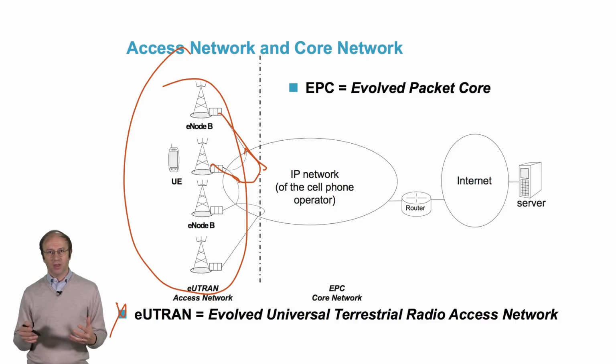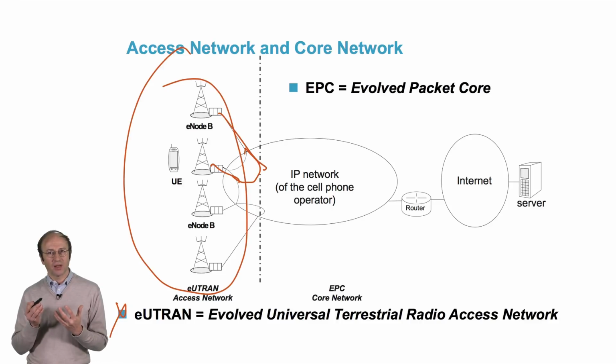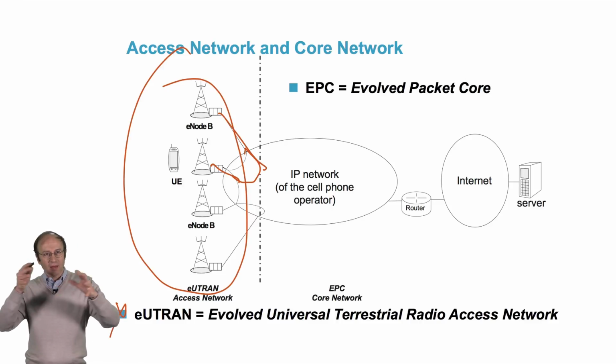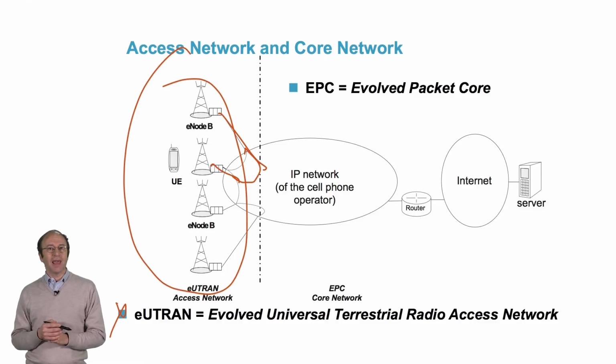In summary, in a 4G mobile network, there is a set of eNodeBs spread out over a large territory. Each eNodeB is equipped with antennas. eNodeBs are connected to an IP network and make the access network.